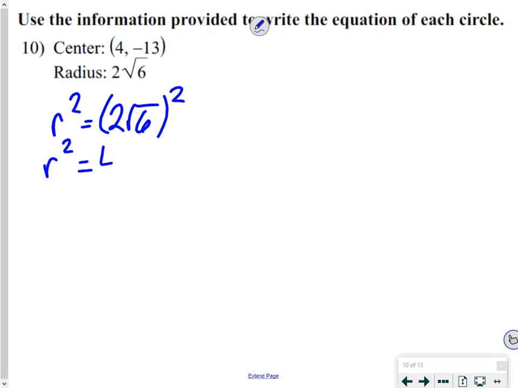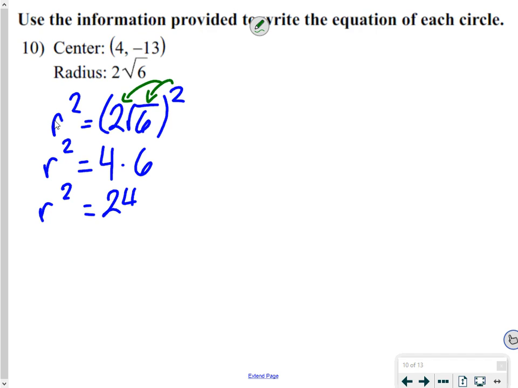Okay, so we want to find the radius squared. So we have to take that quantity and we've got to square that quantity, and that means we've got to square both 2 and root 6, and we would get 4 times 6, which is 24. All right, usually what I see is a lot of people will just square 2. They won't square each factor inside that quantity, and that's what we've got to do.